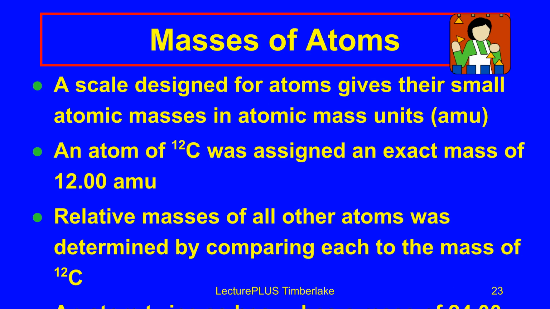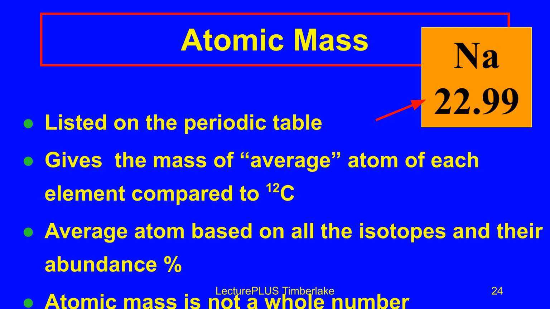Atomic masses are measured in atomic mass units, or amu. Carbon-12 was set as the reference, assigned an exact mass of 12.00 atomic mass units. All other atomic masses are determined relative to carbon-12. The atomic mass, found on the periodic table, represents the weighted average mass of an element's isotopes, considering their natural abundance. This is why atomic masses are generally not whole numbers, as seen with sodium at 22.99 atomic mass units.